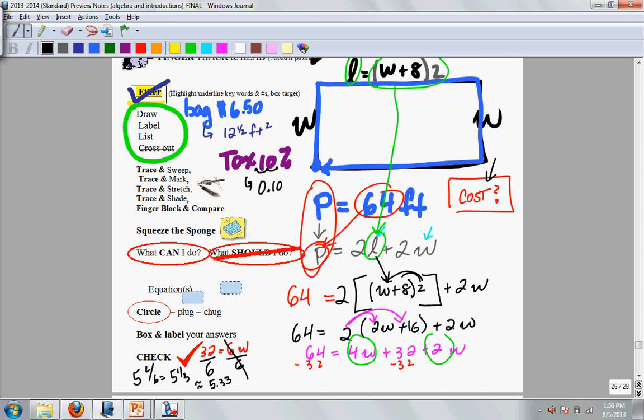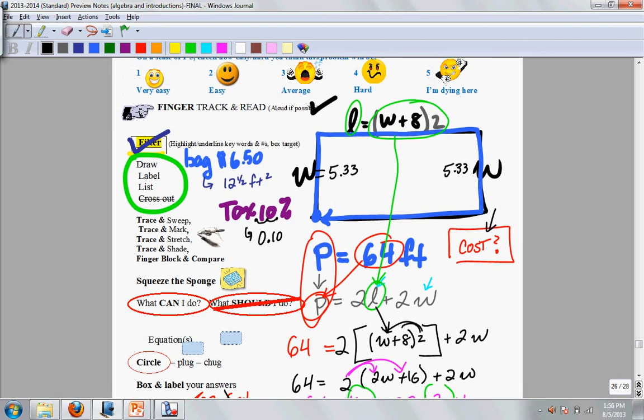Now, all that got us was what W was. So come up here, and W equals 5.33. Now we're going to add 5.33 plus 8. And we get 13.33. We times that by 2. And we get 26.66. So that is our length, is 26.66.